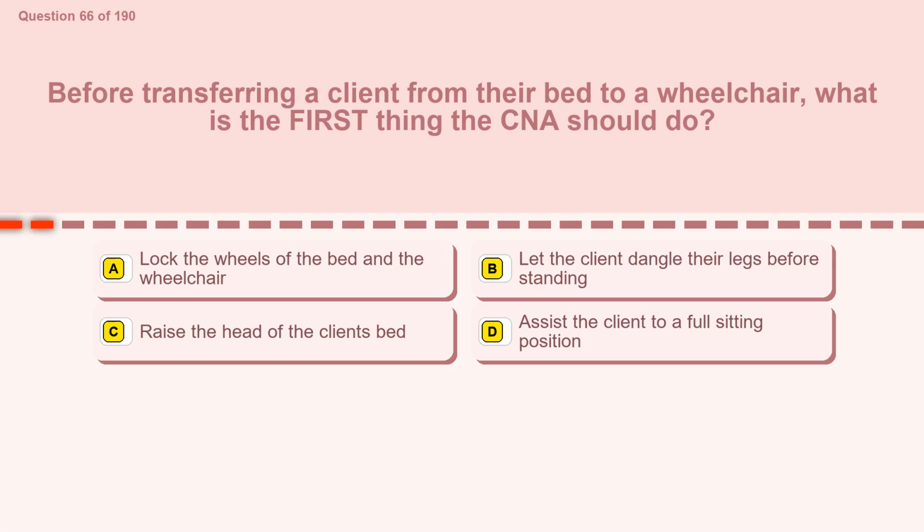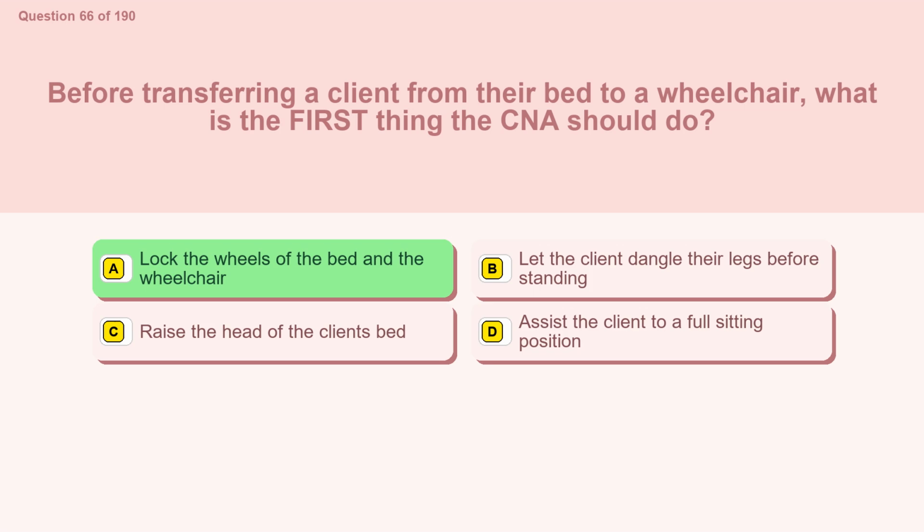Question 66. Before transferring a client from their bed to a wheelchair, what is the first thing the CNA should do? Option A. Lock the wheels of the bed and the wheelchair. Option B. Let the client dangle their legs before standing. Option C. Raise the head of the client's bed. Option D. Assist the client to a full sitting position.